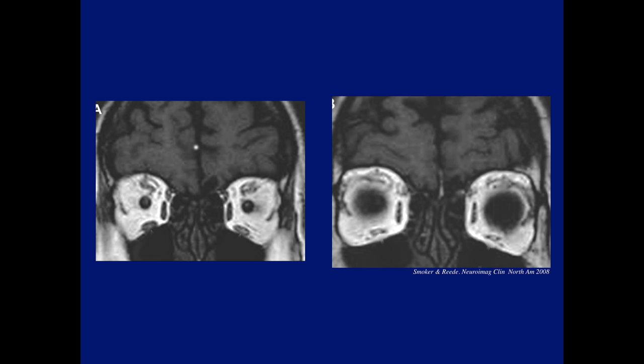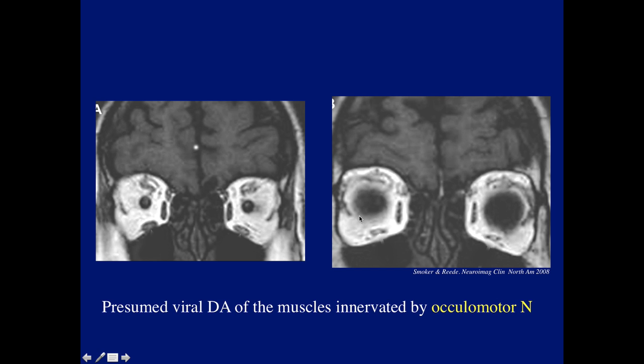A nice example, notice the abnormal signal and the reduced size. This was a presumed viral denervation atrophy of the muscle innervated by the oculomotor nerve. See again the abnormal signal and the small size of the muscles. Interestingly, the medial rectus is spared here.